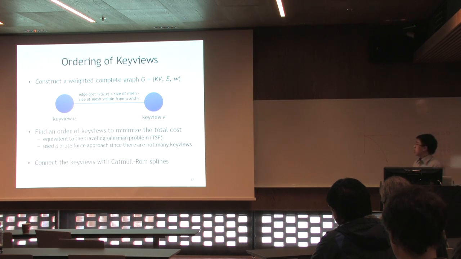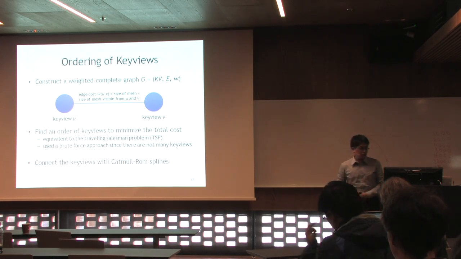The problem of finding a visit order of key views to minimize the total cost is then equivalent to a traveling salesman problem. It is NP complete, but we can use a brute force approach because we don't use too many key views in our experiments. After that, we can connect the key views with the Catmull-Rom spline, because this is a classical model of smooth curve and is C1 continuous.